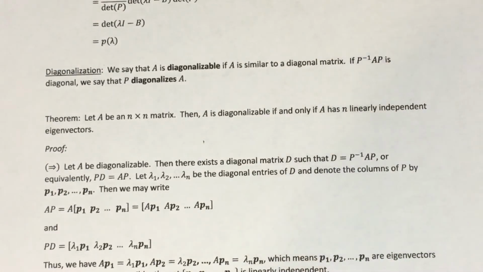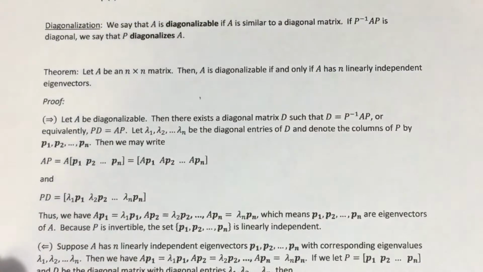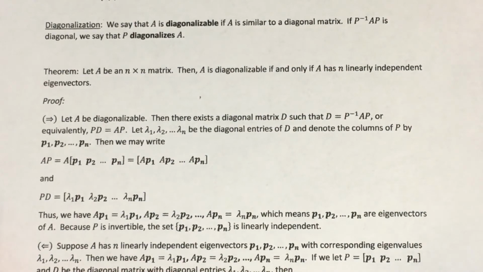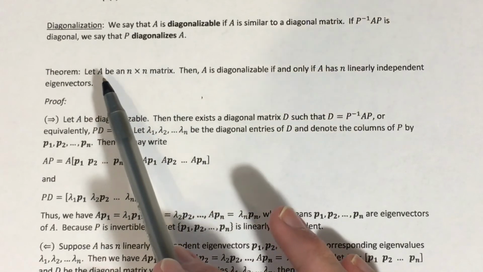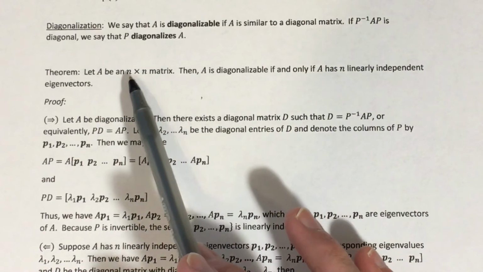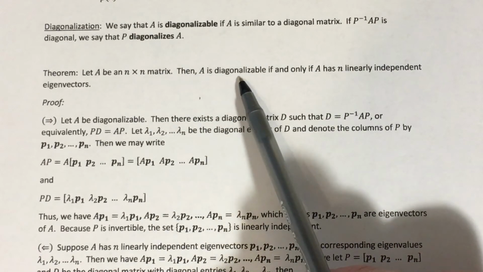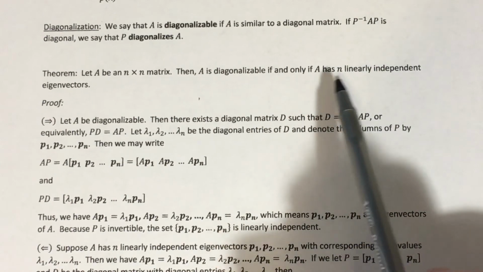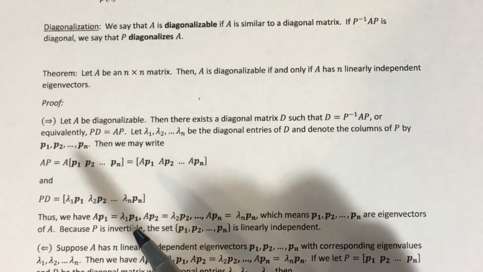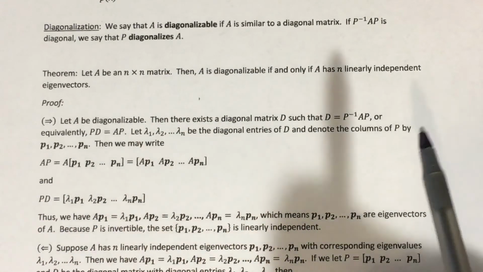So let's talk about a theorem, and this is what we're going to do to wrap this first video up. The theorem is going to be important in the method that we talk about for diagonalizing a matrix. Let A be a square matrix, n by n specifically. A is diagonalizable if and only if A has n linearly independent eigenvectors. It's an if and only if proof, so we have to prove both directions.